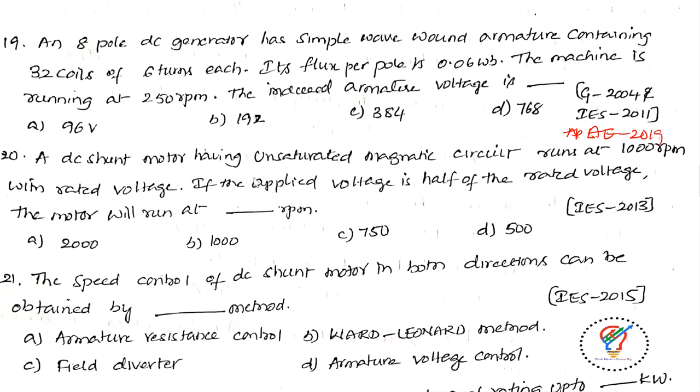So the simple formula here is, the back EMF E is equal to PφZN by 60A, that's it. Apply this formula here, you will get the answer as 384 volts. Answer will be 384 volts here.